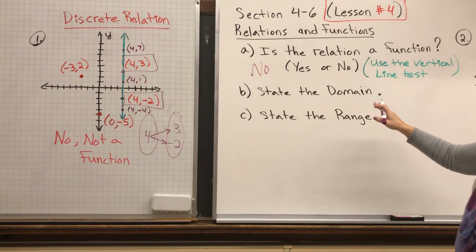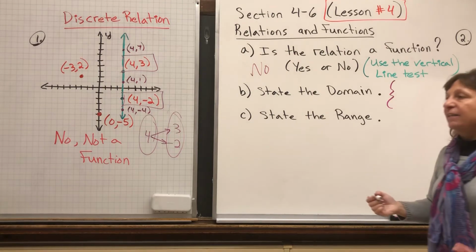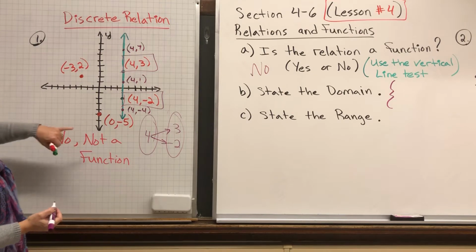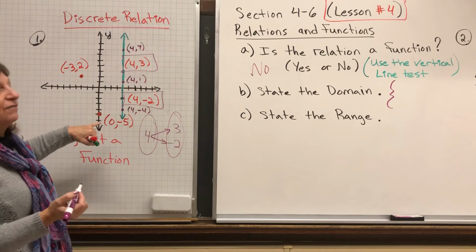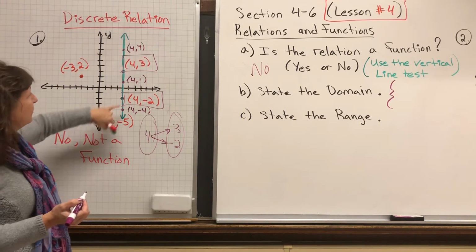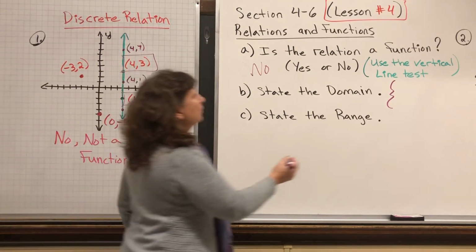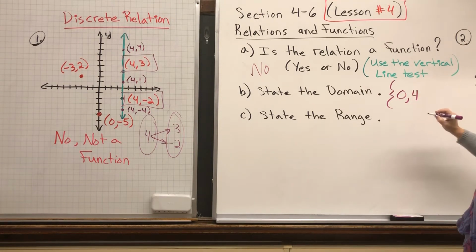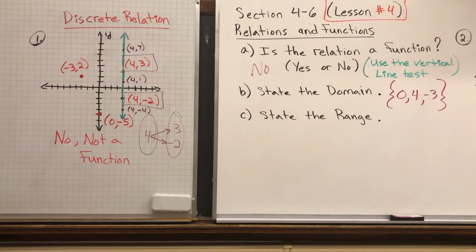Then I asked you to go ahead and state the domain. Well, the domain is going to be all the values that are my input values. So it's going to be a set of numbers, and it's going to include all my x values. When you list a set of values, you don't have to list the value more than once. So this is 0, 4, 4, and negative 3. But I don't need to list the 4 twice. So 0, 4, and negative 3. That is the set that represents the domain for this relationship.